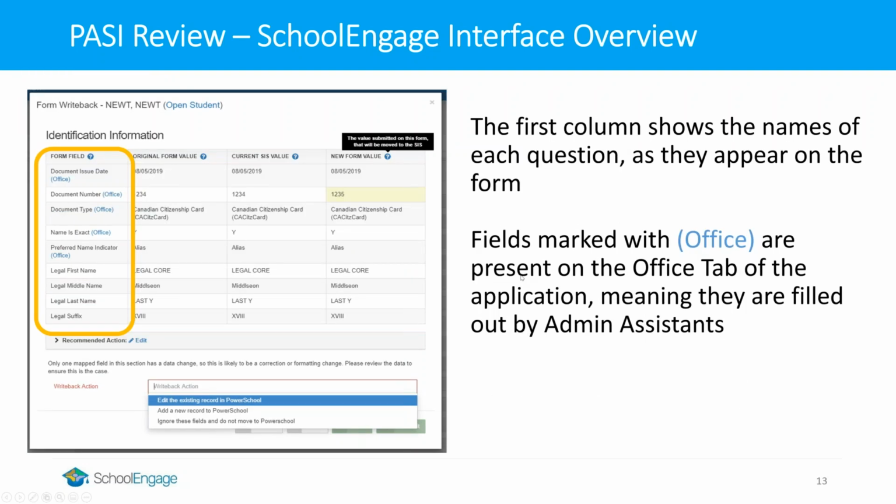So now I'm going to start going through what information is in the view that you have here. There are four main columns, as you can see. The first column is the fields themselves. The name that they will display with here is going to be the same name that shows up on the form that parents are seeing or staff are seeing in the Office tab.